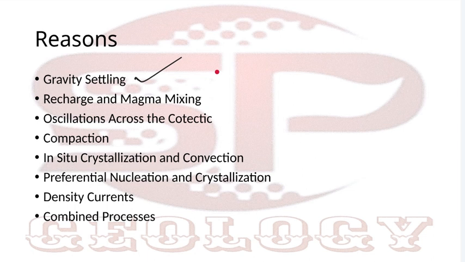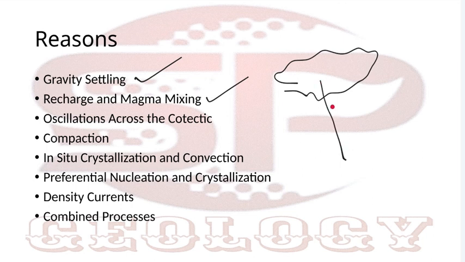Likewise, layering can develop by recharge and magma mixing. That means a magma is constantly crystallizing, but a newer magma comes and recharges the previous magma. Some amount of magma has already crystallized, but some new magma has intruded into the same chamber. So like that, layering can also develop. This magma crystallized for some time, some from outward. Now new magma entered, so this will develop another layering.